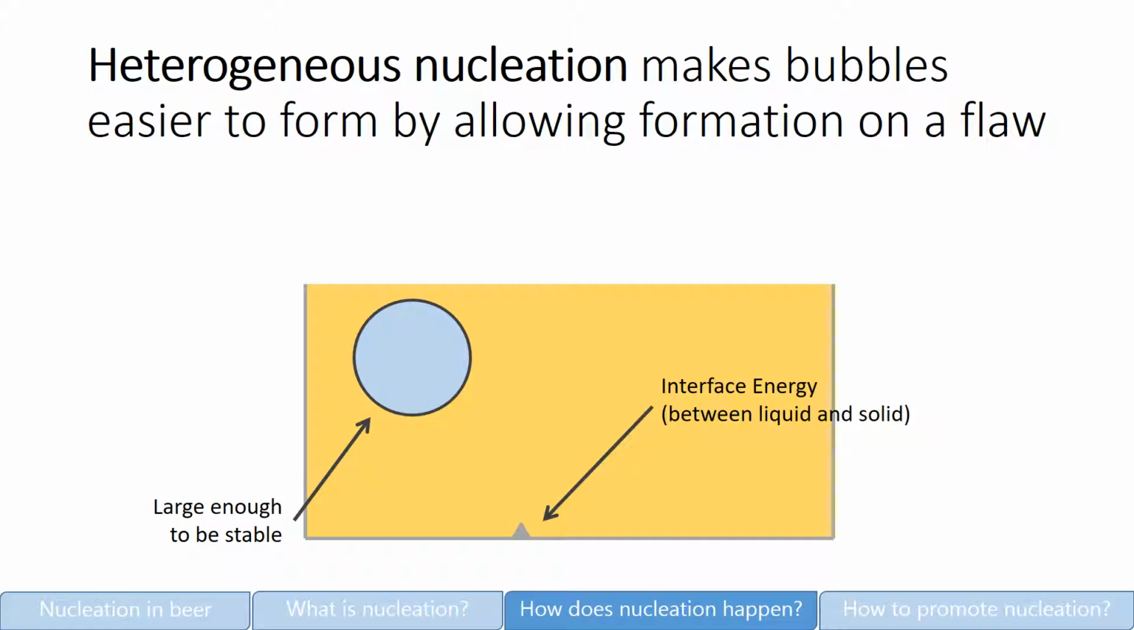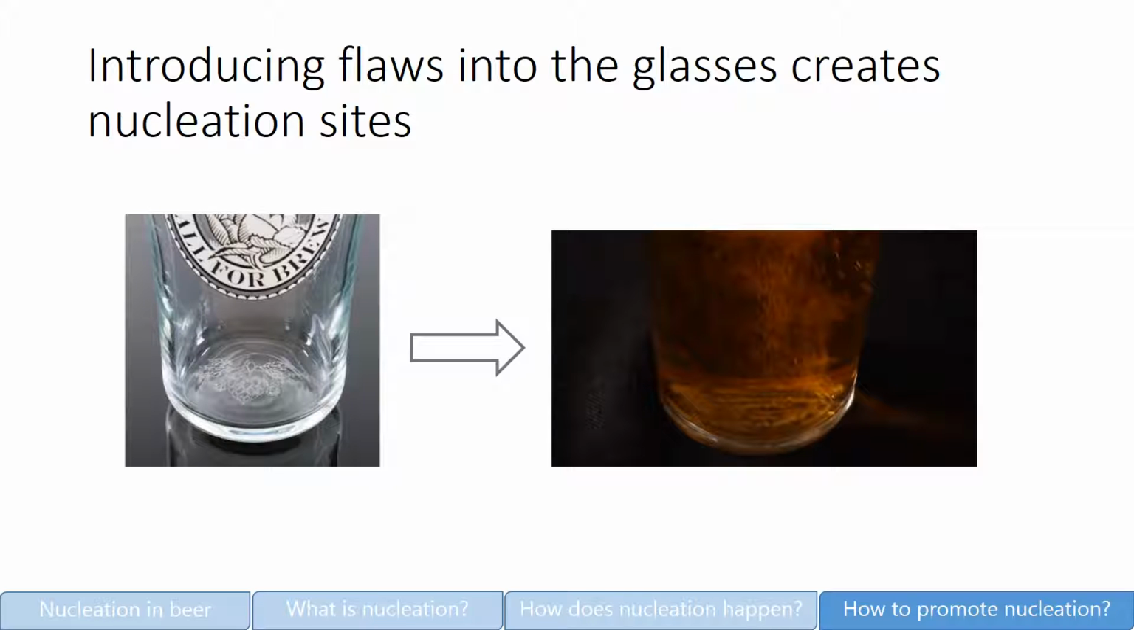One way to make smaller and more bubbles possible is through heterogeneous nucleation. In this nucleation process, bubbles form on surface flaws. These flaws offer a good place for nucleation because they have a very high interface energy. Creating a bubble at the flaw reduces this energy, as the bubble interface energy is not as high as the flaw's. In designing glasses, we want to maximize opportunities for nucleation. This is accomplished by etching the bottom of the glass. This creates heterogeneous nucleation sites that make it energetically favorable for a bubble to form, making for a better drinking experience.